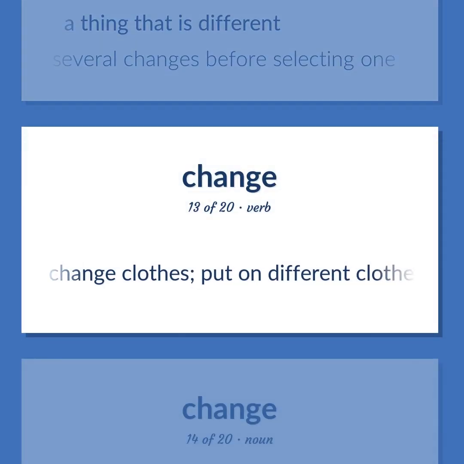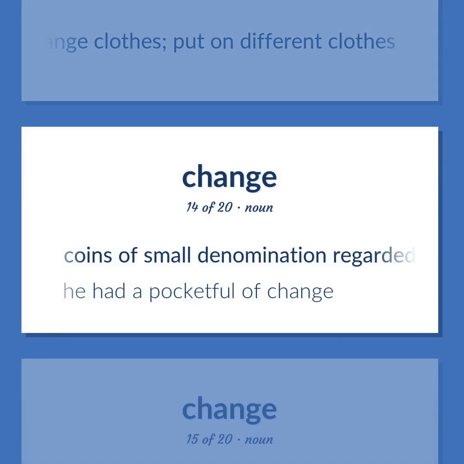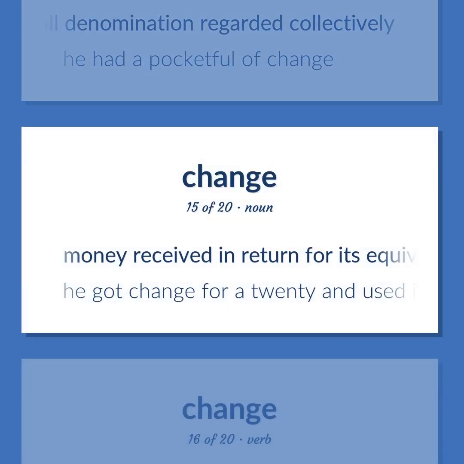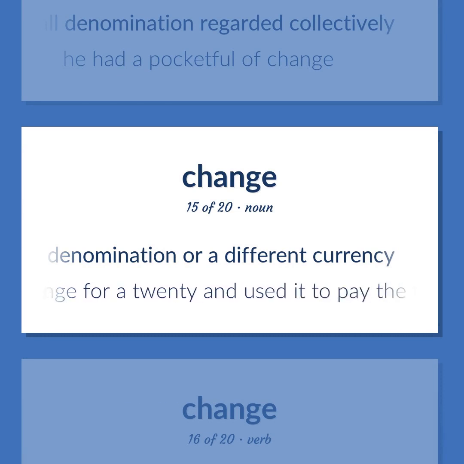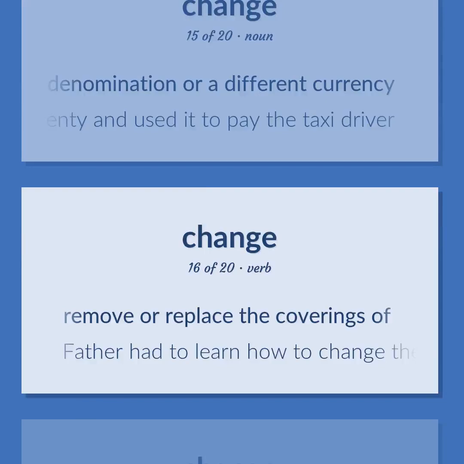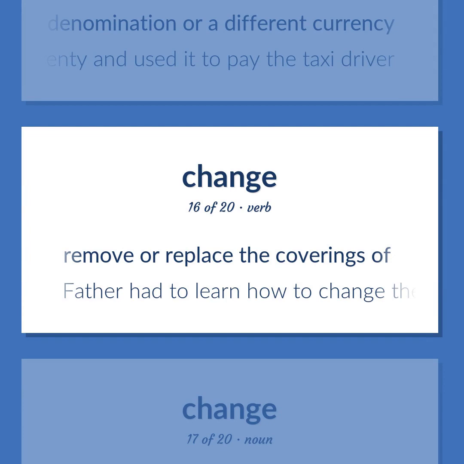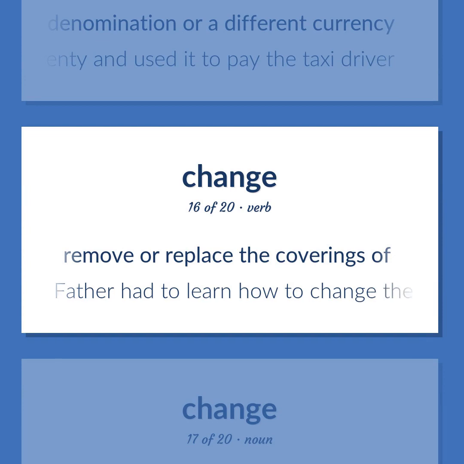Change clothes. Put on different clothes. Coins of small denomination regarded collectively. He had a pocketful of change. Money received in return for its equivalent in a larger denomination or a different currency. He got change for a 20 and used it to pay the taxi driver. Remove or replace the coverings of. Father had to learn how to change the baby.